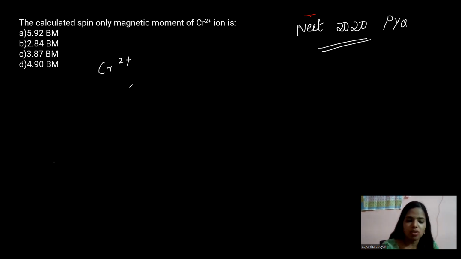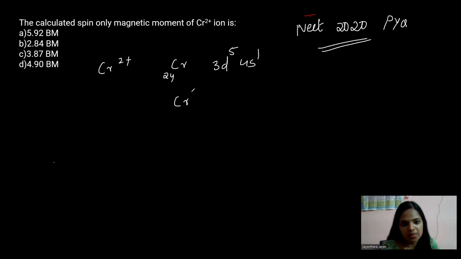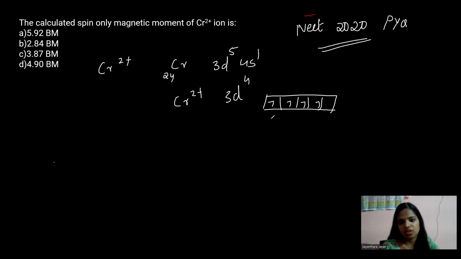So Cr2 plus ion, right? Chromium, we know, is 24. So what is the 3d configuration? 3d5 4s1, right? Now Cr2 plus means 3d4. When I draw the d subshell, the number of electrons is 4: 1, 2, 3, 4. So the number of unpaired electrons is equal to 4.